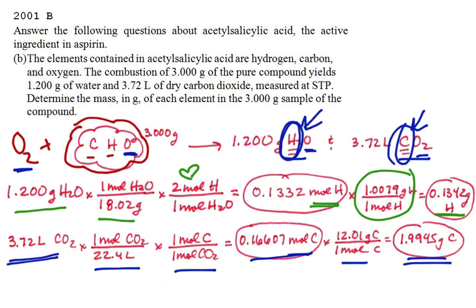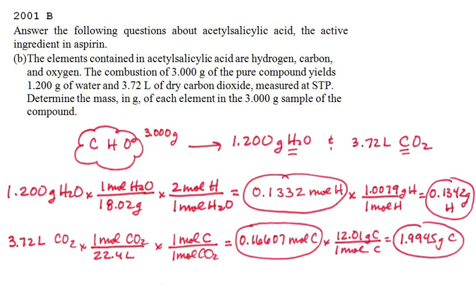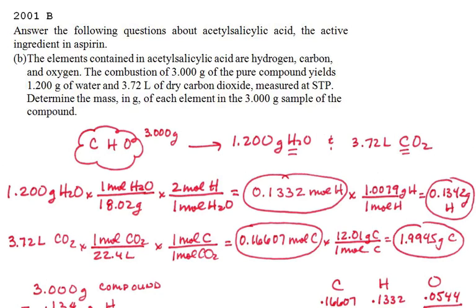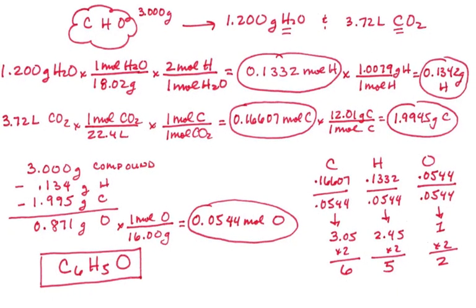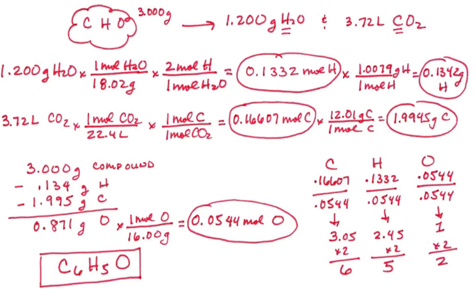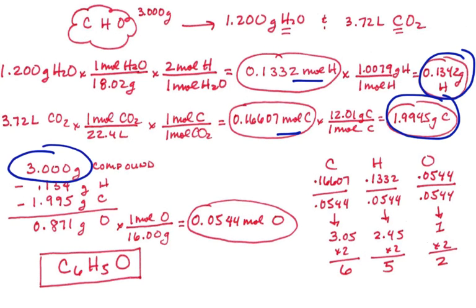Now, let me clean up this page a little bit and move our page up a little to see the rest of these answers. What we notice now is we have another color. So we have the moles of hydrogen, moles of carbon, the grams of hydrogen and grams of carbon. Well, we know in the problem that there's 3 grams of compound, so we subtract the mass of hydrogen and the mass of carbon, and whatever is left must be the mass of oxygen.